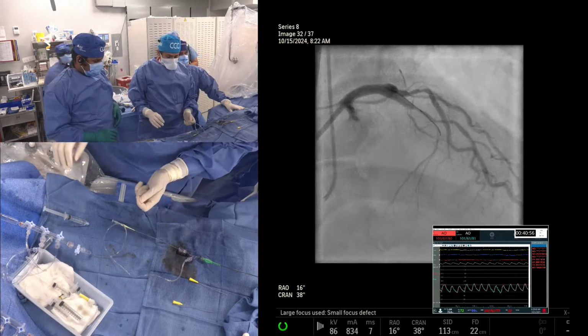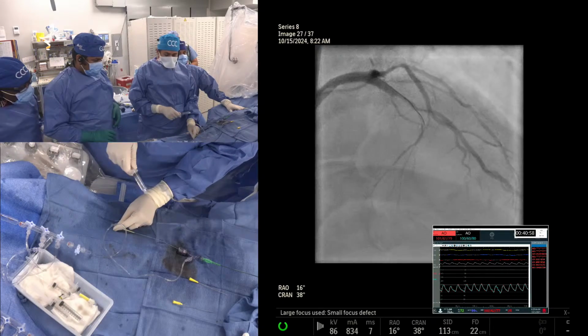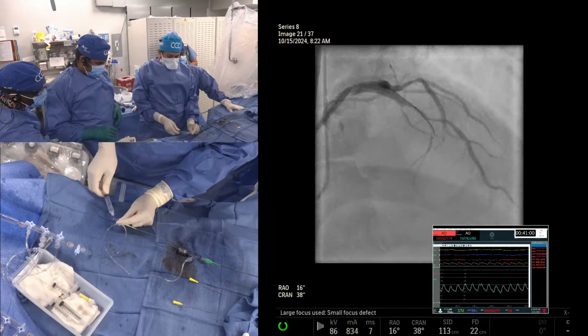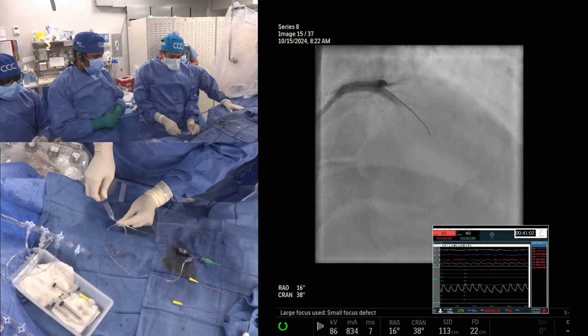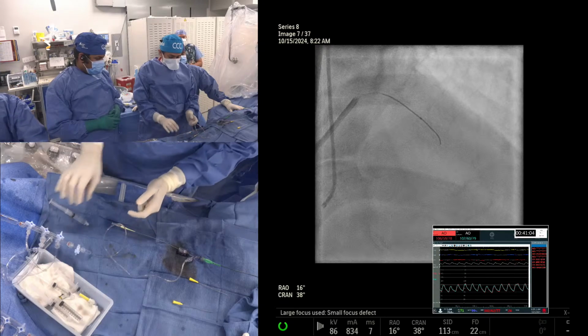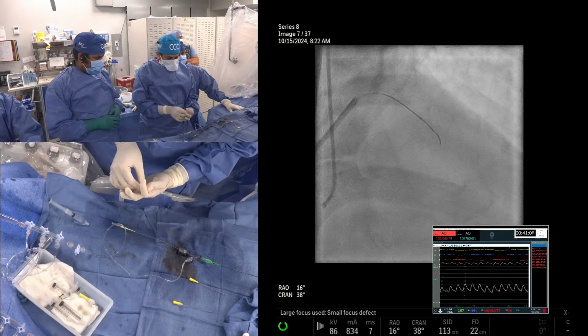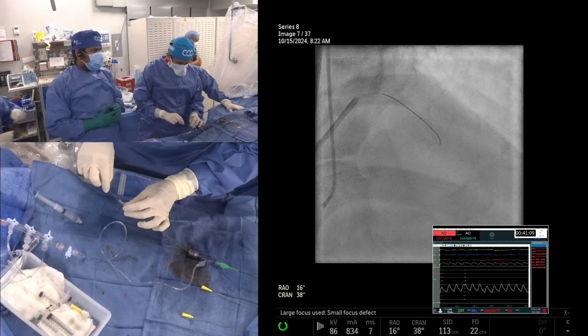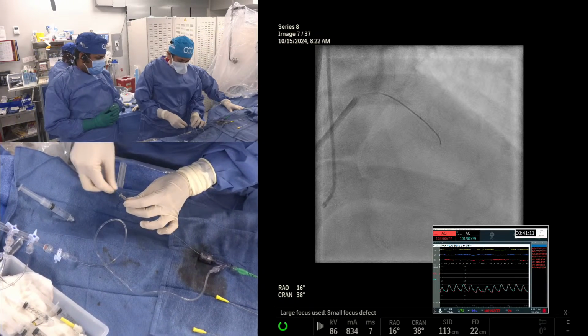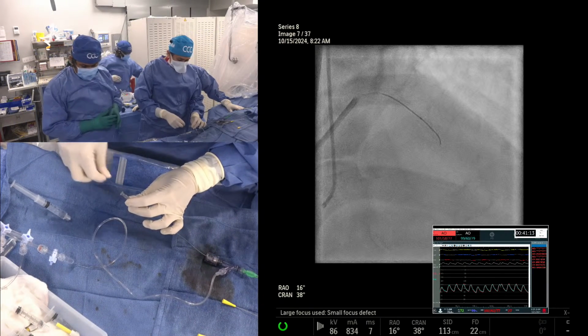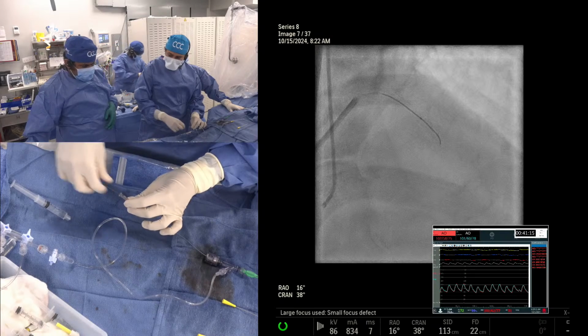So we'll change. Now, at this time, if somebody wants to change, we already gave you the first wire of choice, Fielder XT, Pilot 50. Whatever people like. So we are going down the pathway of antegrade wire escalation.